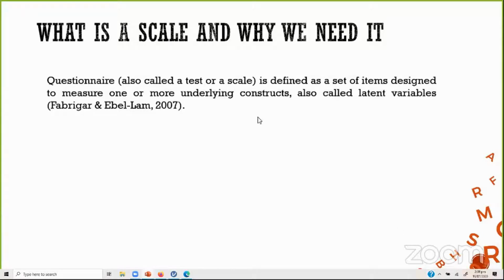So a questionnaire, also called a test or a scale, is defined as a set of items designed to measure one or more underlying constructs, also called latent constructs. These latent constructs are unobserved constructs, and you measure them through different items that may be combined into different dimensions. You're not measuring the construct by itself. You are actually measuring that construct through different items that combine to make dimensions, and those dimensions represent that particular latent construct.